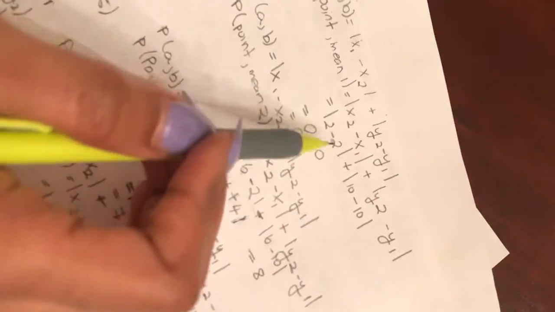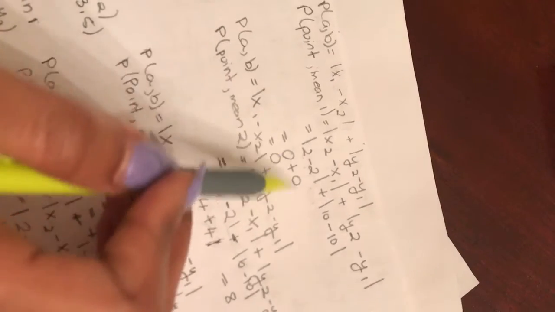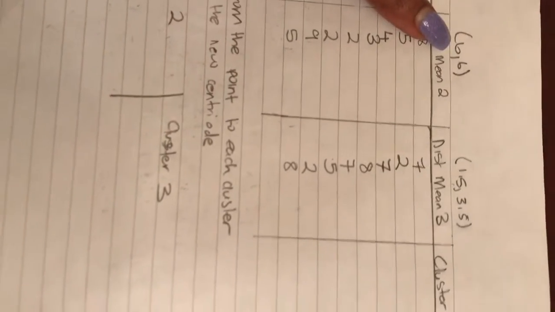And I plugged in my numbers and I did the same thing. 2 minus 2 plus 10 minus 10. It gave us 0 plus 0 equals 0. Then I plotted the new 0 point here. Then I did the same thing, point x1, y1, 2,10 with the new point, which is 6,6. So it gave me 6 minus 2 plus 6 minus 10, which gave me 4 plus 4 equals 8. And that was my new distance for mean 2.